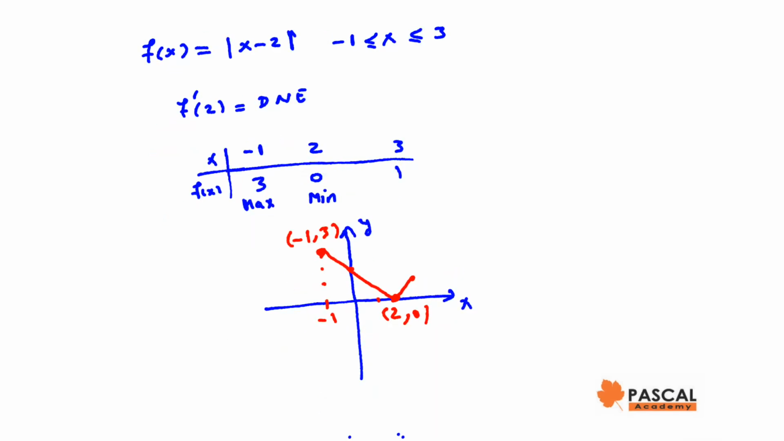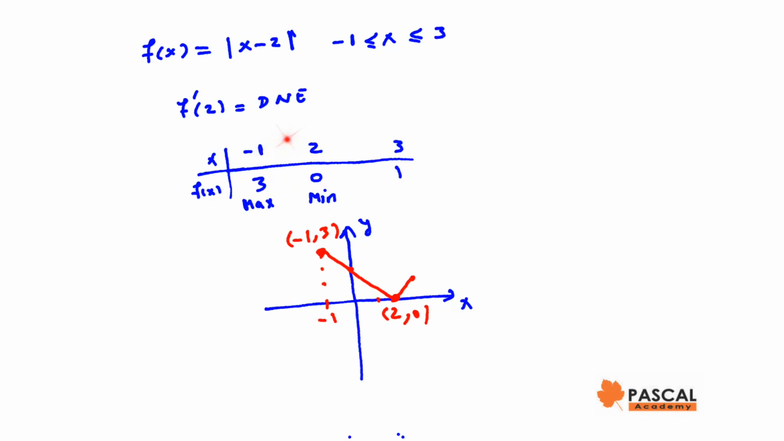Let's look at another example. f of x equals absolute value of x minus 2 when x is between negative 1 and 3. We know this function is not differentiable at 2. f prime of 2 does not exist. And that is the only critical number on the graph of the function. 2 and 0 is the critical point.